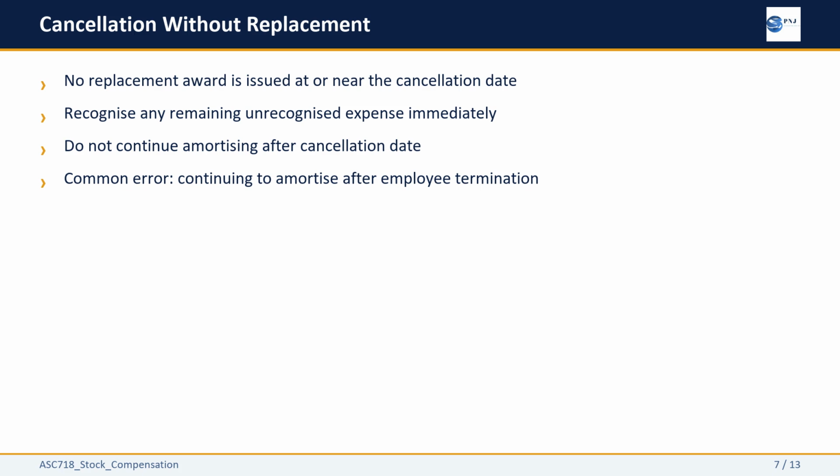When an award is canceled and no replacement is issued, ASC 718 requires you to recognize any remaining unrecognized compensation expense immediately at the cancellation date. You do not continue to amortize it over the would-be remaining vesting period. This is a common error, particularly when employees are terminated and their unvested awards are forfeited. The correct treatment is to stop amortizing and record the remaining balance as expense at the point of cancellation. The logic is that the service condition has effectively failed, and the company is no longer receiving future service that would justify spreading that cost forward.